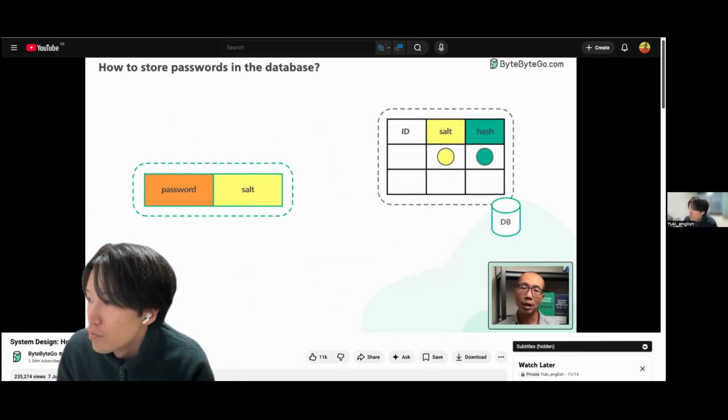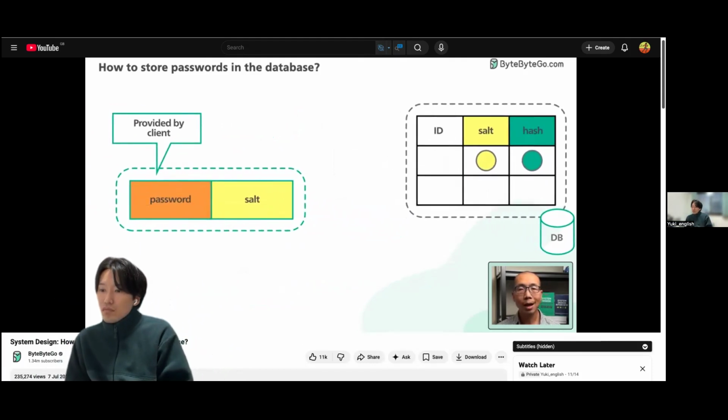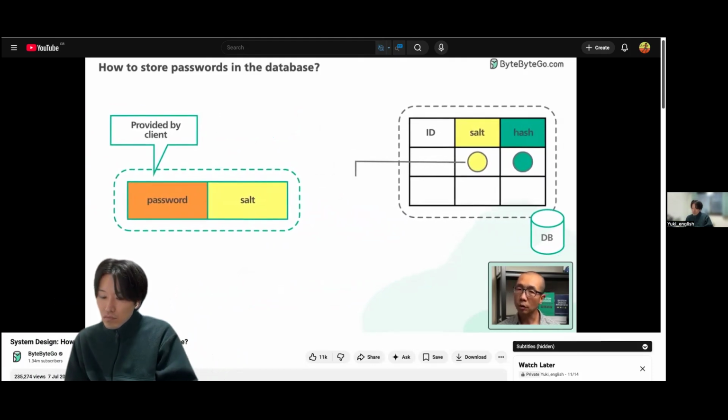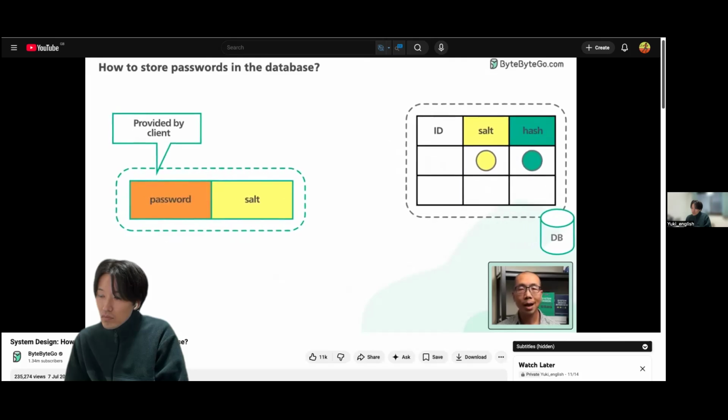Finally, let's take a look at the process in reverse. When a user logs in, how do we validate the password against what is stored in the database? First, we fetch the salt for the user.